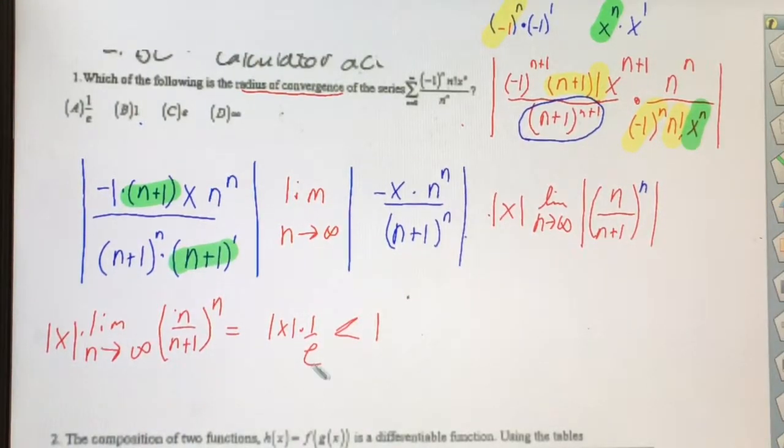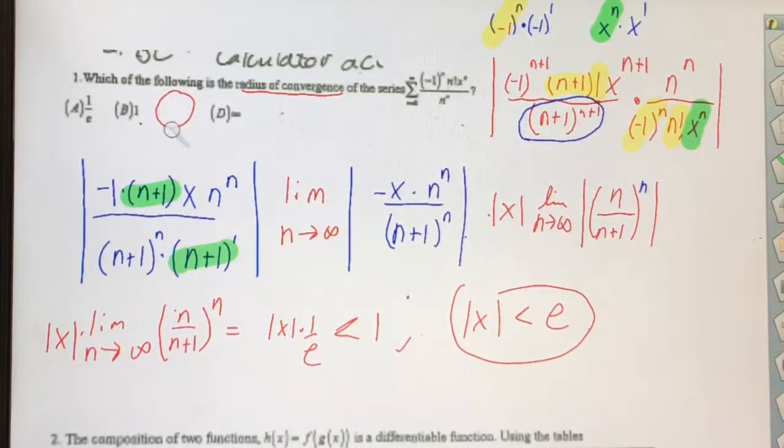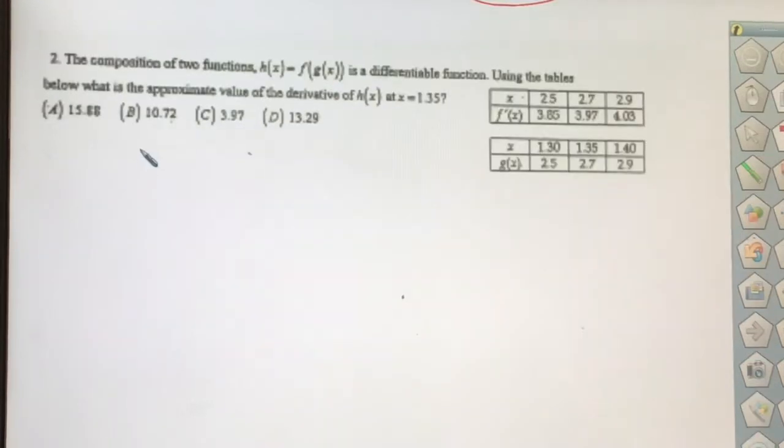Now I'm going to solve this for x. I multiply both sides by e. That gives me the absolute value of x is less than e, and that is my radius of convergence, which is choice C. Not the easiest problem to put your brain around.